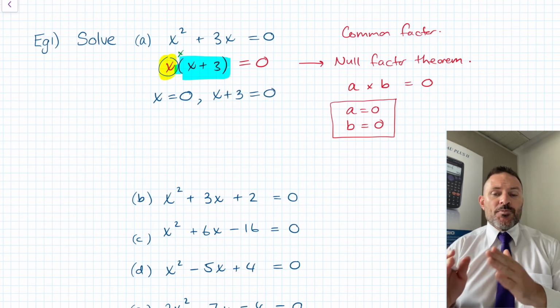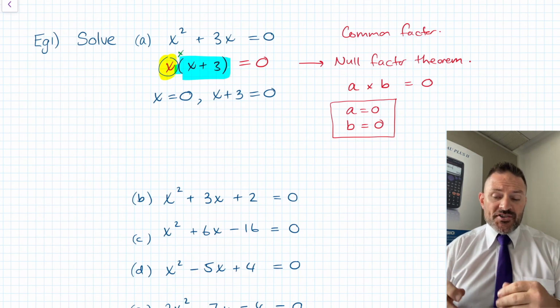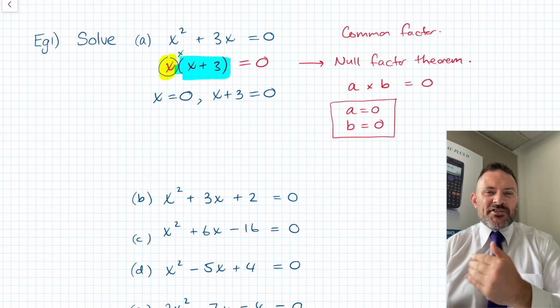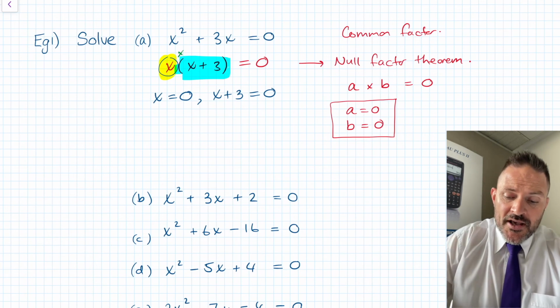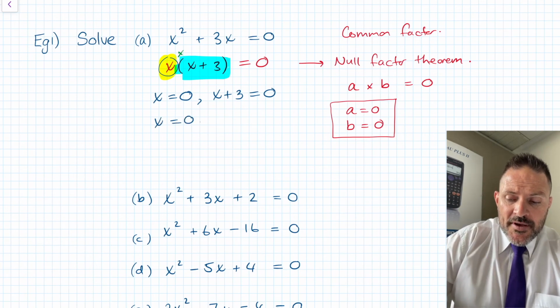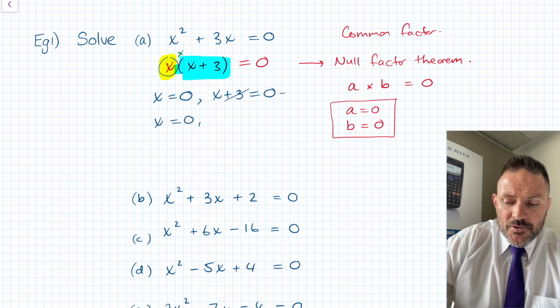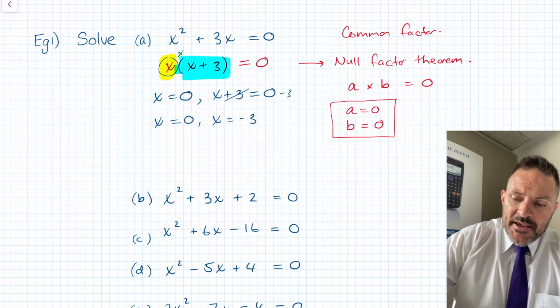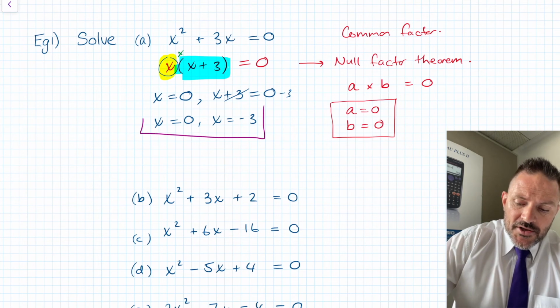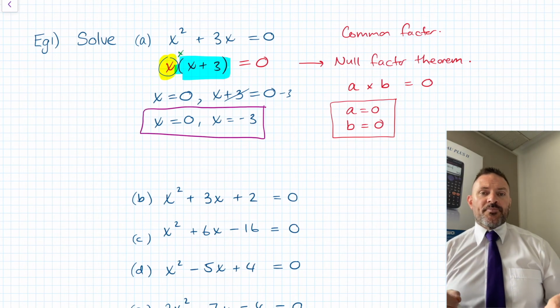And we have these 2 possible solutions. Of course, I can simplify that second solution. We have x equals 0, and if I subtract the 3 across, of course, we get x equals minus 3. And they become the two solutions to this particular question.